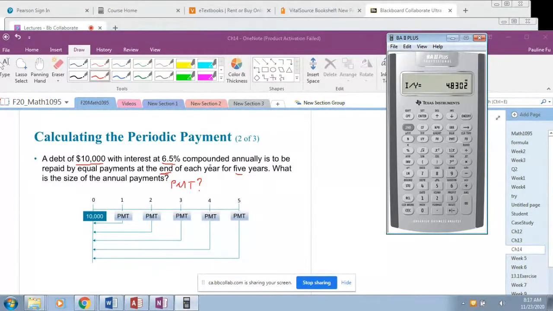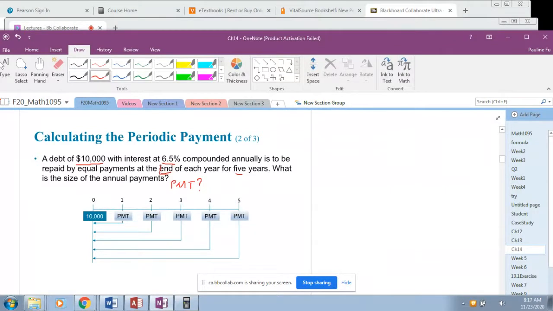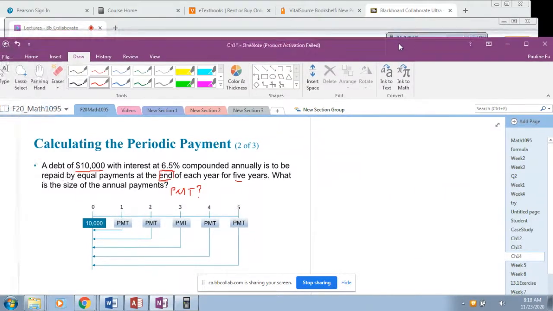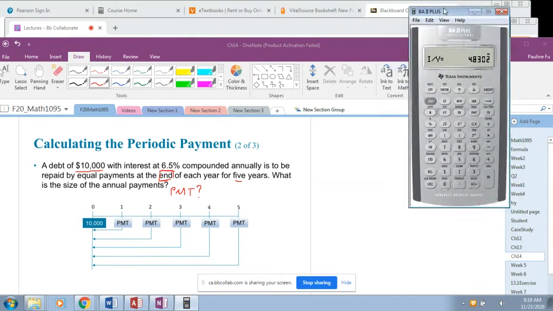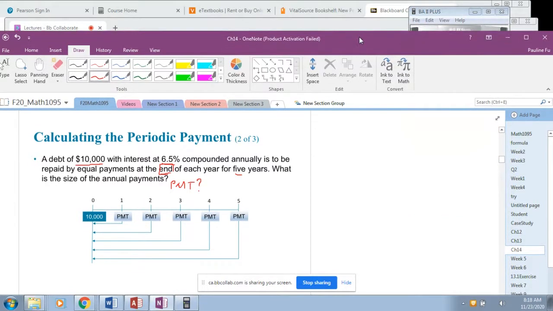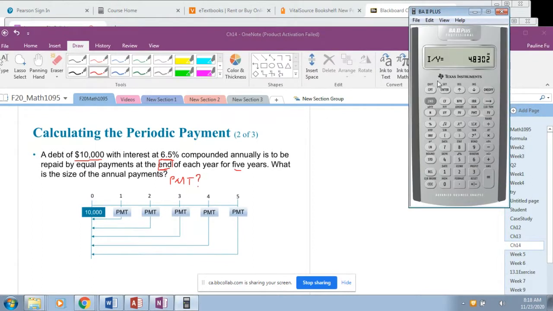So for this one, it is END mode, so make sure your calculator is at END. Always start with second quit, and then make sure it is END, and then set PY. Every year you make one payment, so PY equals 1, enter. Down arrow key, CY: interest is compounded annually, so CY is also 1.